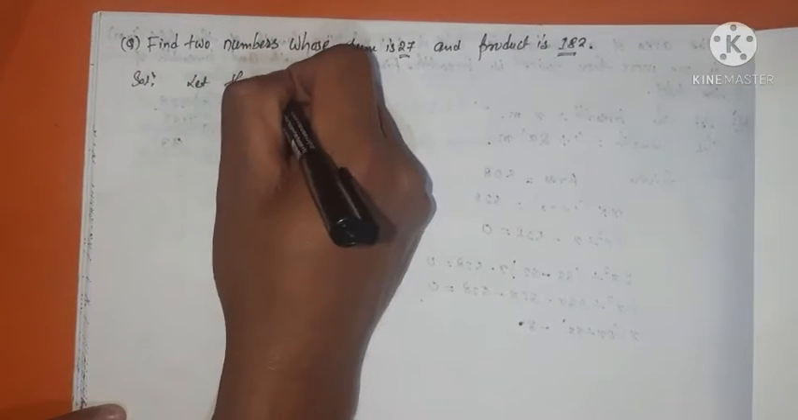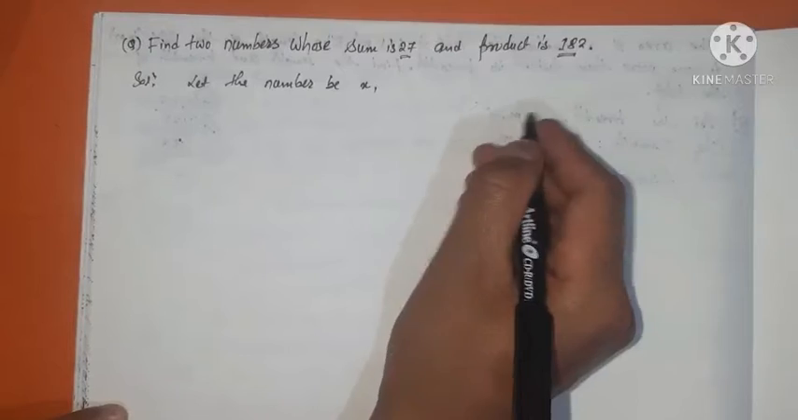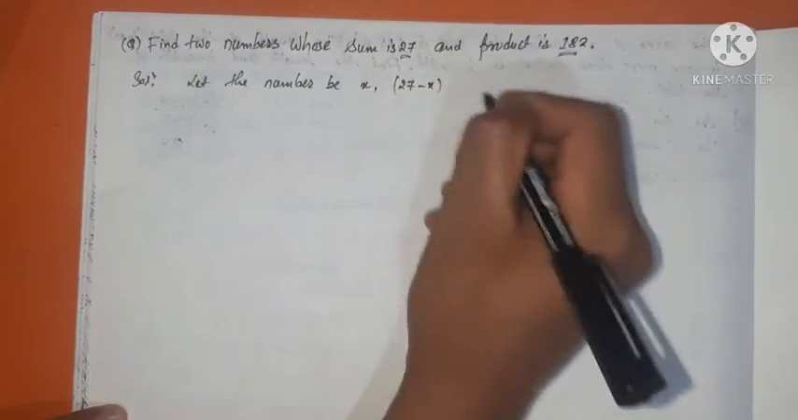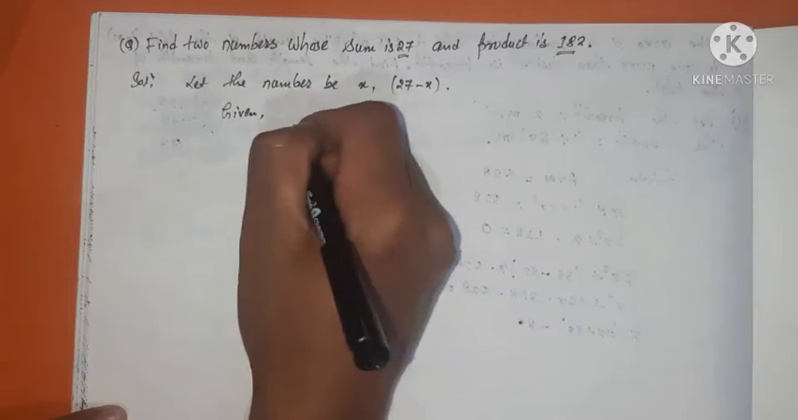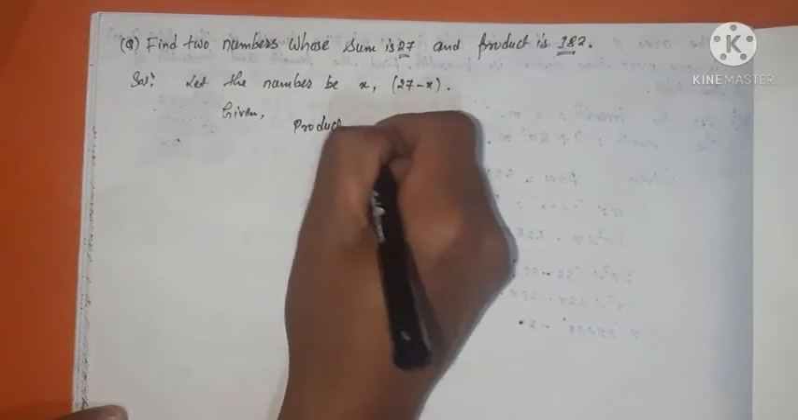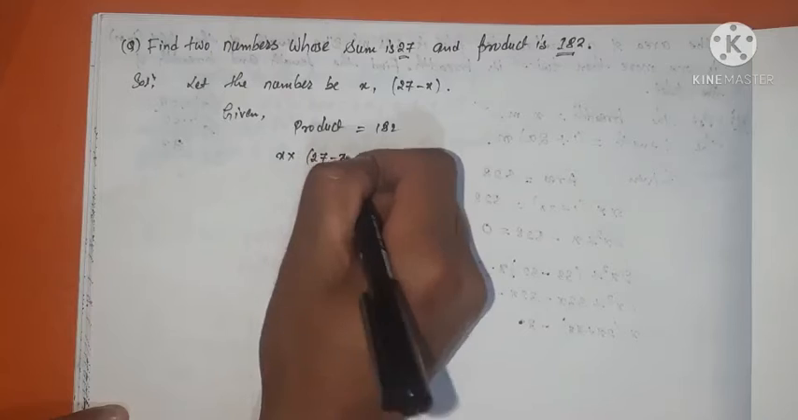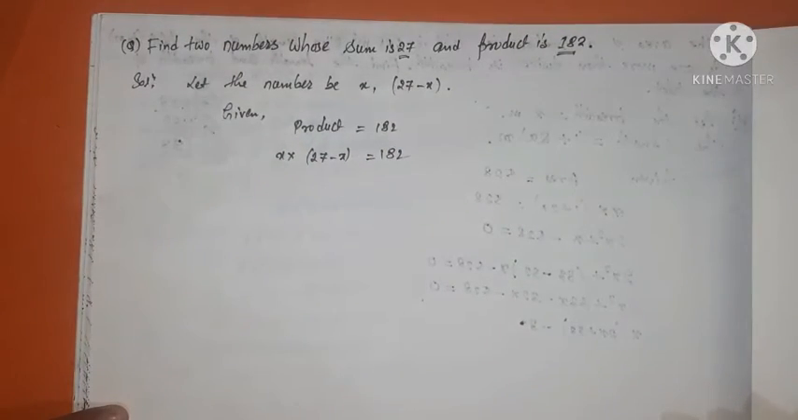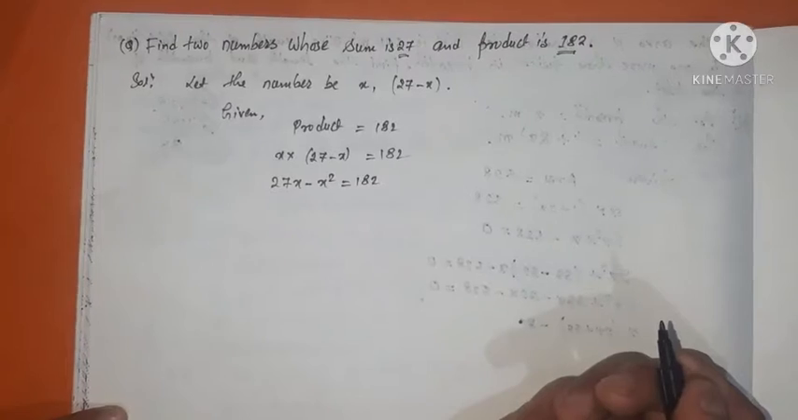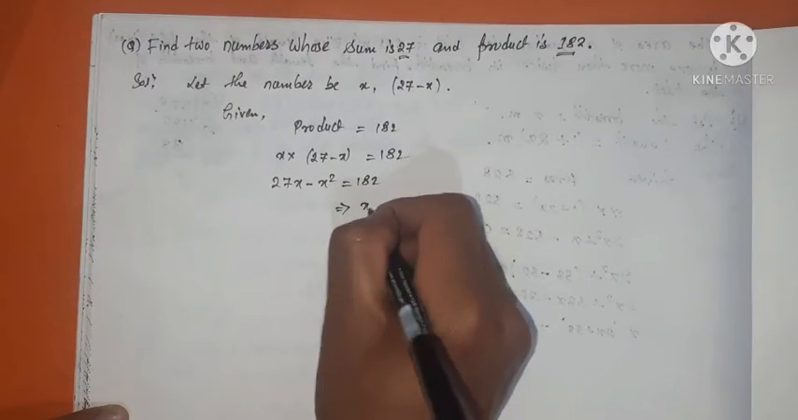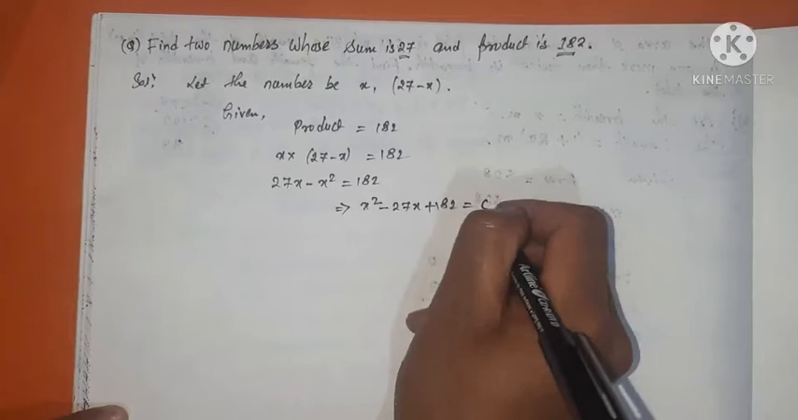Let the numbers be, if one is x, then another will be, since the total sum should be 27, that means 27 minus x. These are the two numbers, right? It is given that the product is 182. That means x into 27 minus x is equal to 182, or simply 27x minus x square equals 182. Or you can write x square minus 27x plus 182 is equal to 0.